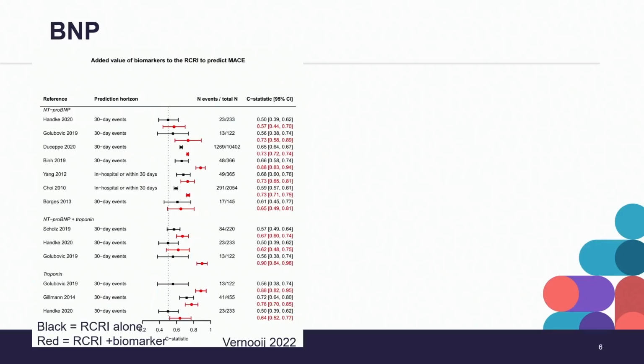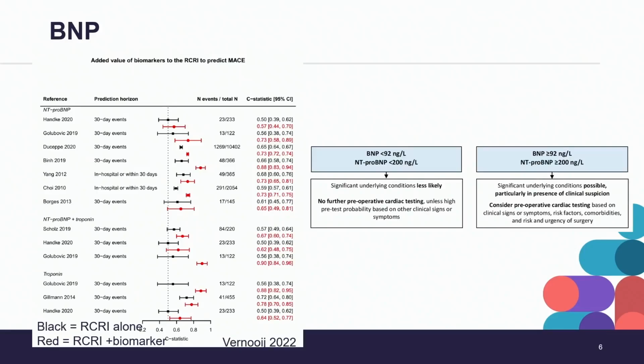Across the board, the addition of the biomarkers increases the performance of the risk score. And in fact, NT-proBNP has even been shown to outperform echo in predicting major post-op cardiac events. So if we accept that NT-proBNP can be helpful, the next logical step is identifying the thresholds that indicate the elevated risk of myocardial infarction or death at 30 days.